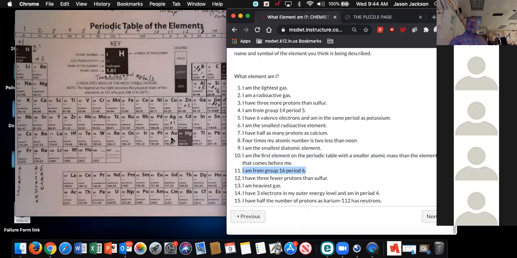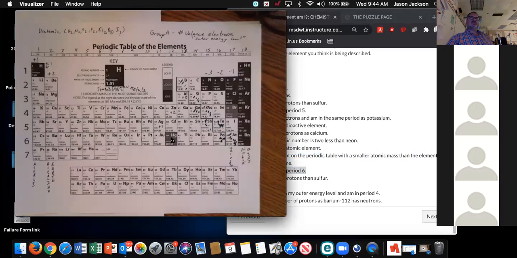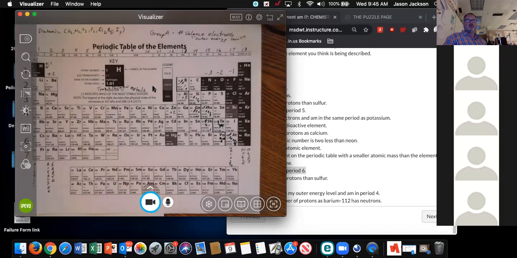Back to the easy ones. I am from group 16, period 6. Yeah, right. Polonium's all over the place on this. To do that, you have to look up here at group 16, and you have to look down here at period 6. It's like some type of bingo thing, right?